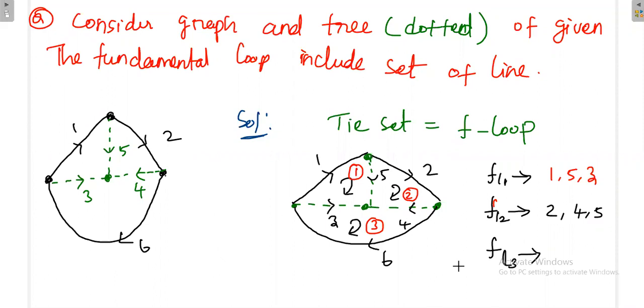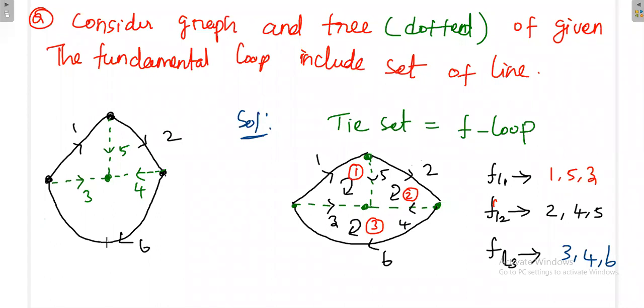Why not 1, 2, 6? 1, 2, 6 also we can form a loop. Why not 1, 2, 6? It is not a fundamental loop, sir. Why? You are telling 3, 4, 6. Why not 1, 2, 6?